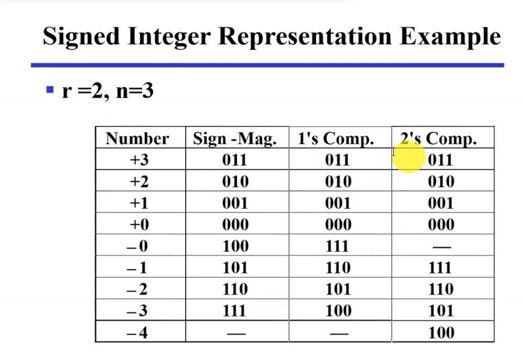If you take a look at the following example of signed integer representation for base 2, with n equal to 3 bits, this is the decimal representation of the positive numbers and the negative numbers. The sign magnitude method uses, again, the most significant bit to denote whether the number is negative or positive. 0, 0, 0 are all positive numbers; 1, 1, 1 are all negative numbers. 1's complement uses the following encoding of the positive and then negative numbers. Similarly, 2's complement.